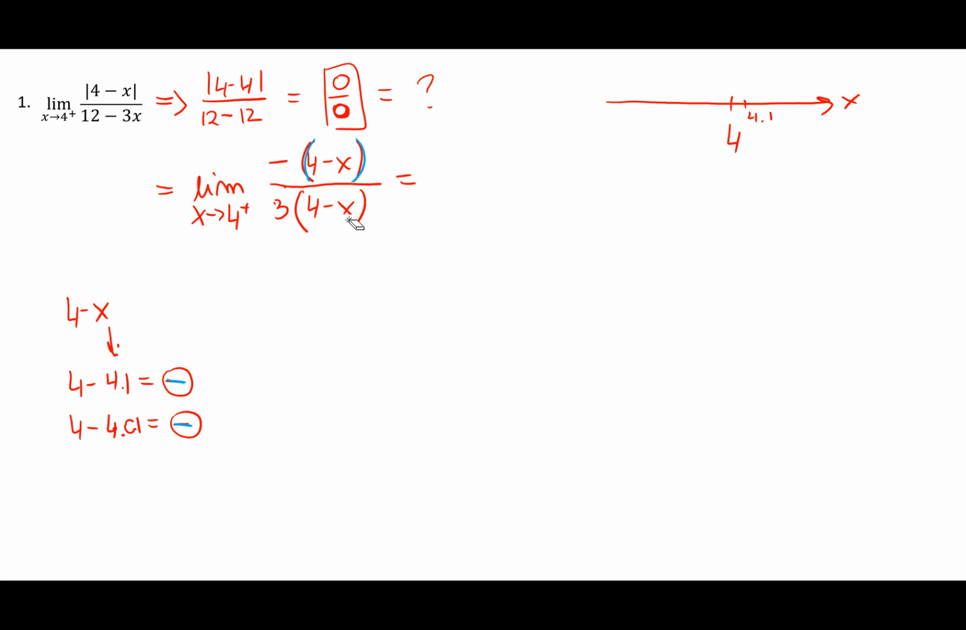I have a nice rational function, a ratio of two polynomials. We can beautifully see the common factor. The common factor cancels out. And then what's left? Negative 1 on the top, 3 in the denominator. That's the final answer, negative 1/3.